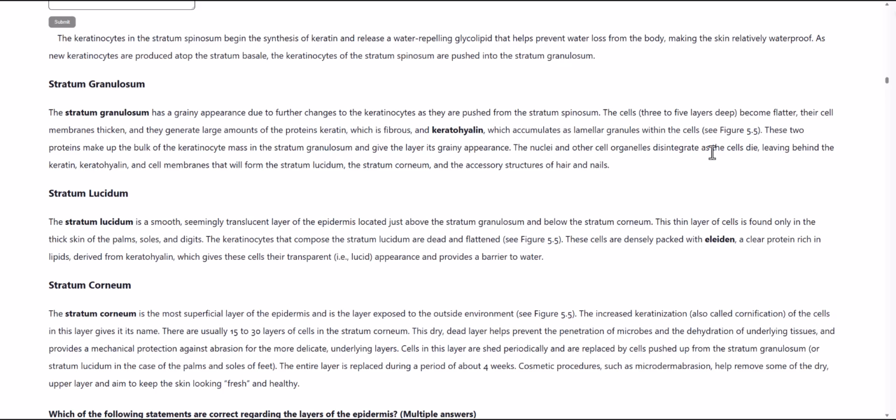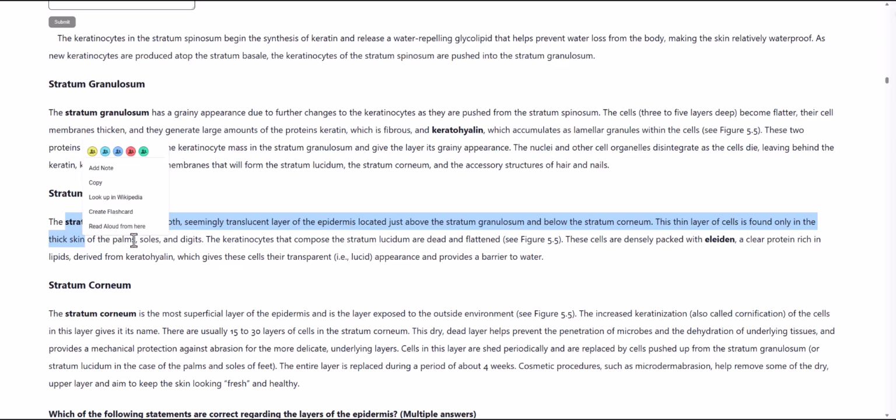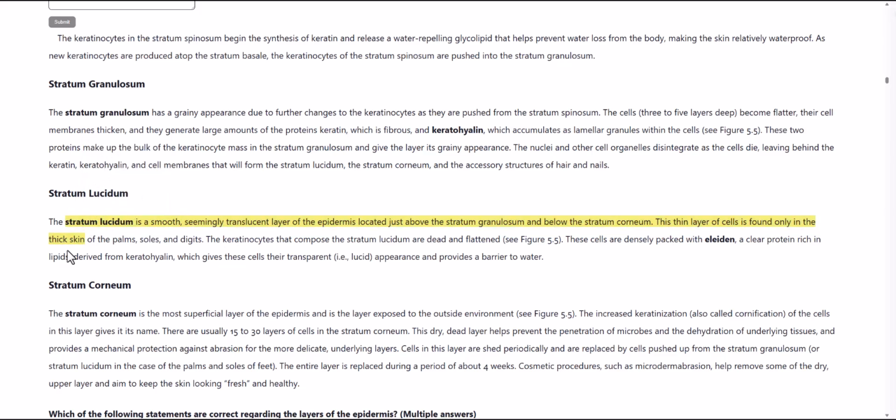Now, from the stratum granulosum, the cells are going to continue to move upward toward the stratum lucidum. Let me just say now, though, that the stratum lucidum is only found in the thick skin, right? We only find it in thick skin. So we're normally not going to find stratum lucidum. We're only going to see it on our palms, our soles, and those places where we have thick skin.